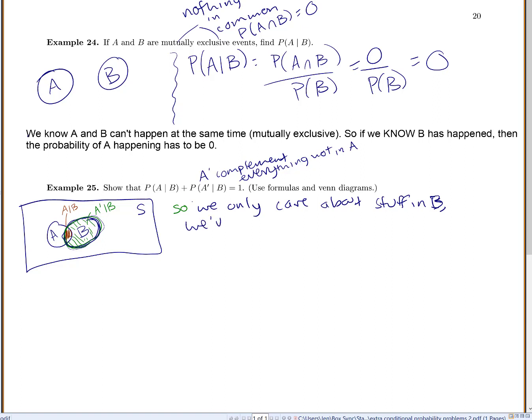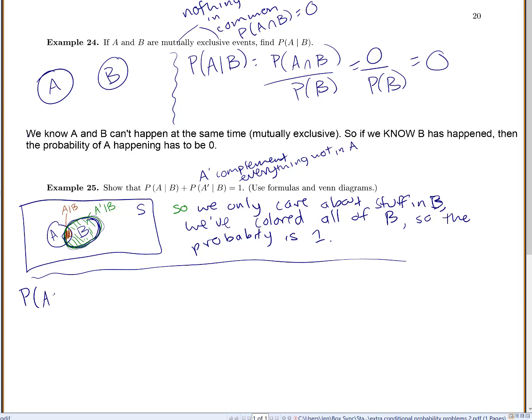And if we add the two things together, since that was an add, then we've colored all of B. So the probability is 1. So if you only care about stuff in B and you've shaded all of B, well, then you have a 100% chance that you're going to get something in B, which is all you care about. So probability is 1. Now let's do it mathematically.